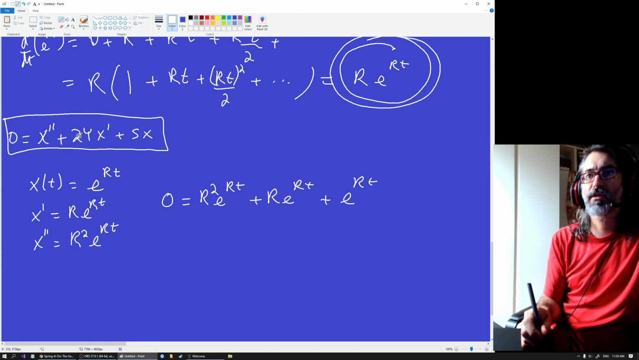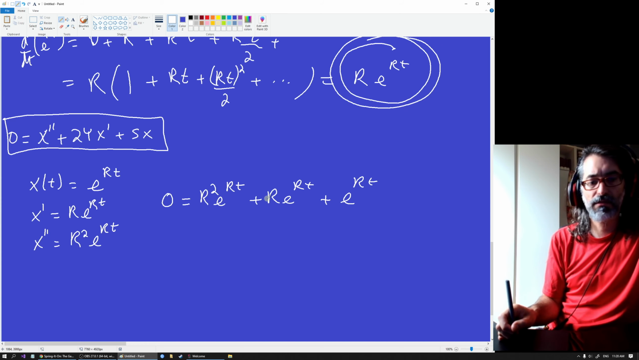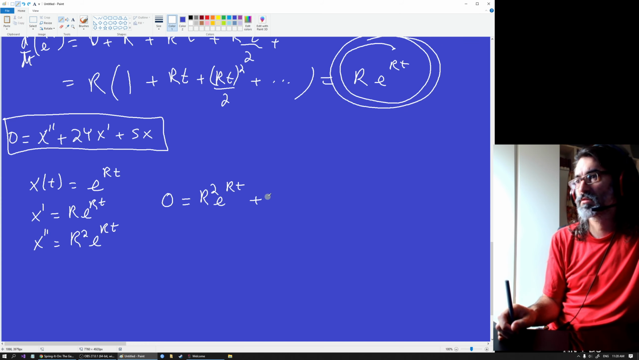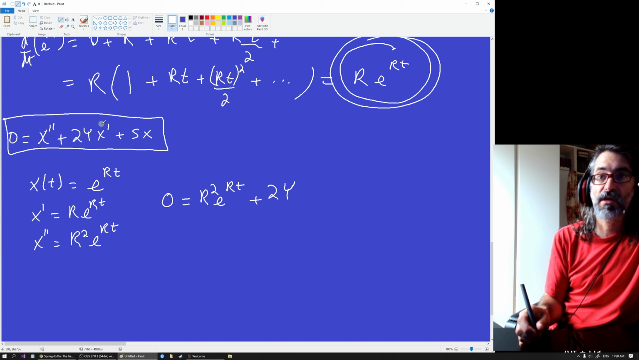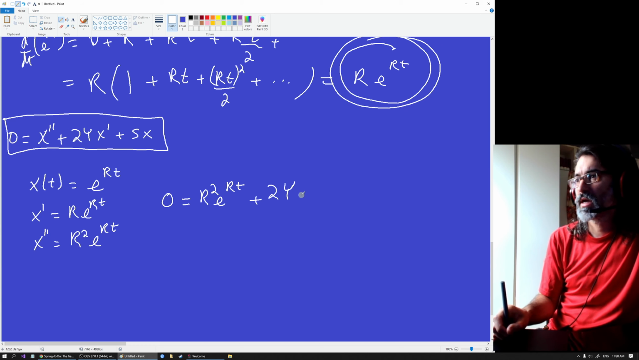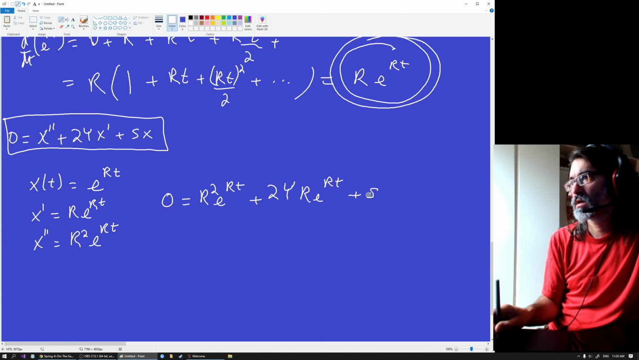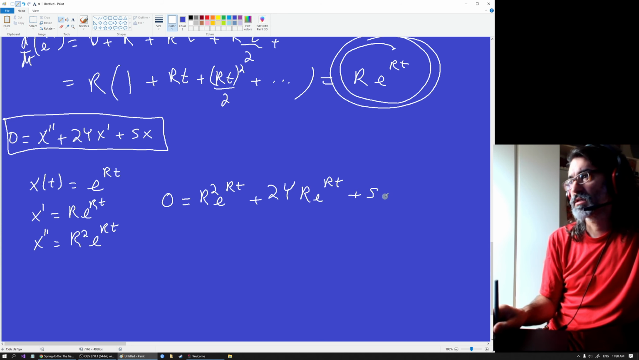Oh, I forgot the 2y. Let's start over. It's important to not forget this. That was the constant for viscosity. Our viscosity constant is called 2y for some reason. Bear with me. And then, so 2y r e^(rt) plus s e^(rt).